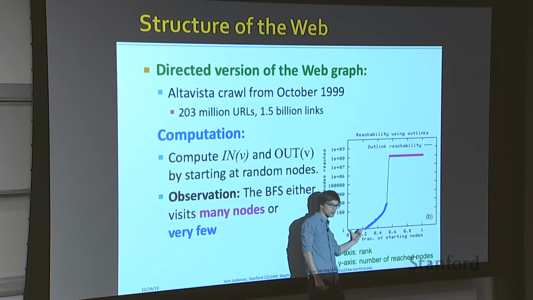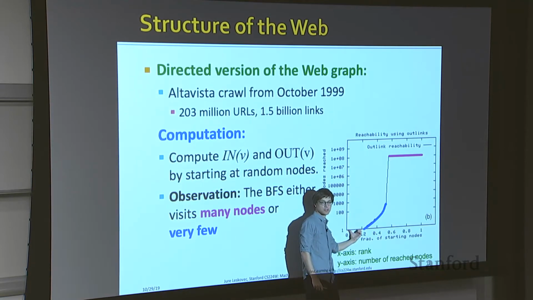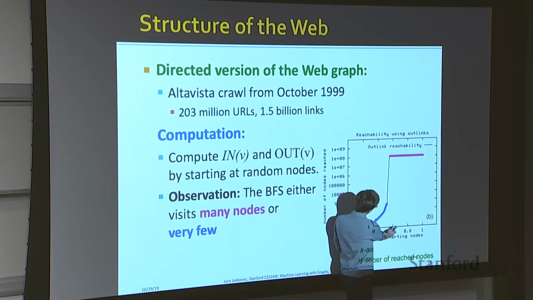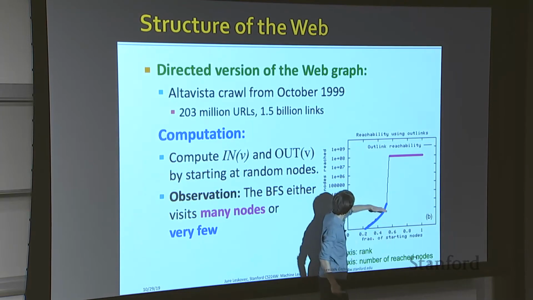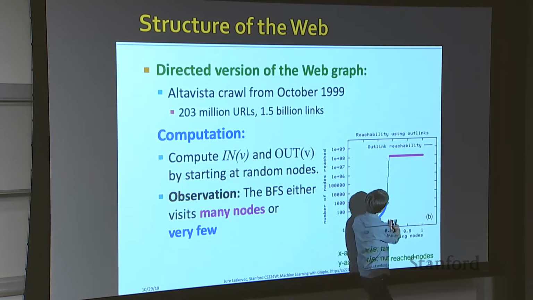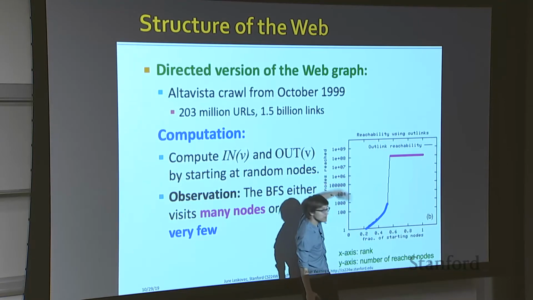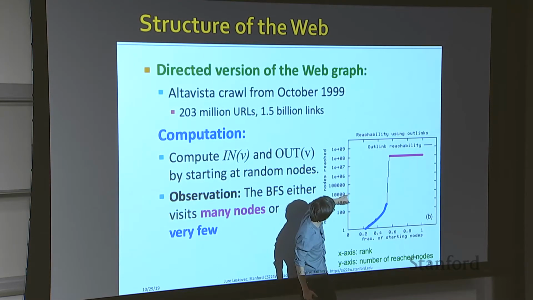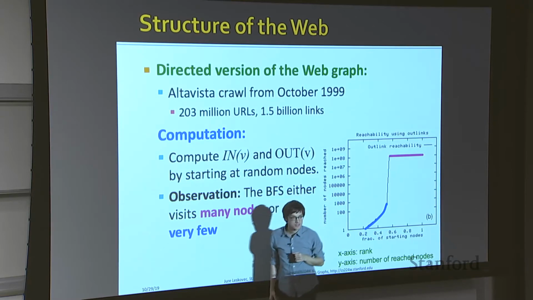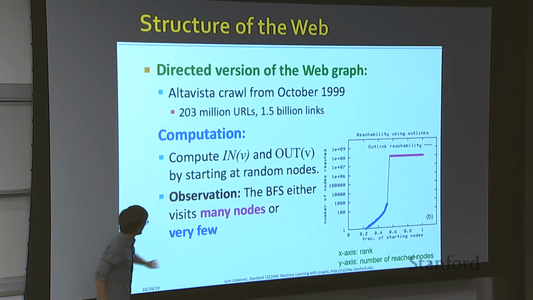So you see that for about 20%, I cannot visit anyone. For 20 to, let's say, 50, I visit up to 100. And for the other half of the starting nodes, I visit a huge number. Right? This is a logarithmic axis. So this is 10x, another 10x, another 10x. Okay? So that's the first observation.